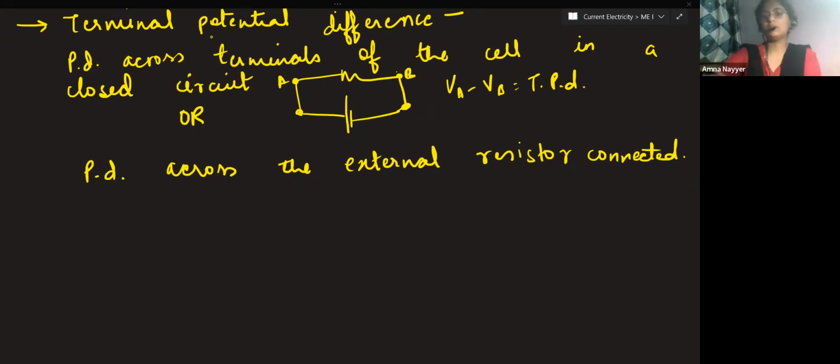Now, see, these three topics we have done. We will now connect all of these. We'll see how to connect these using formulas, using mathematical relations. You have understood the physical meaning. Now, just repeating in short what we have studied.